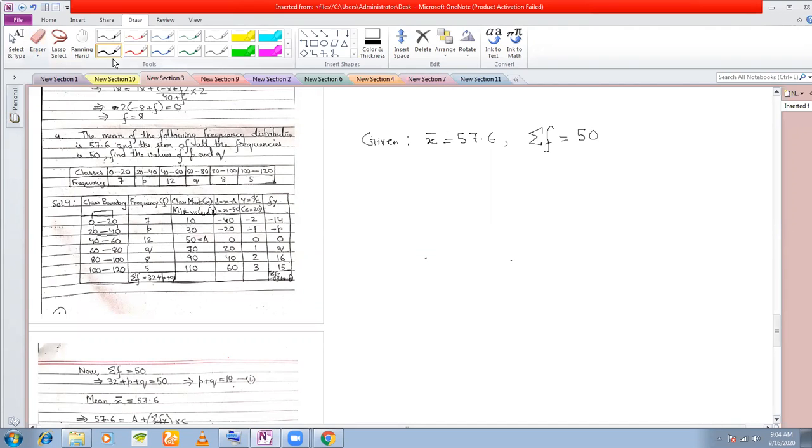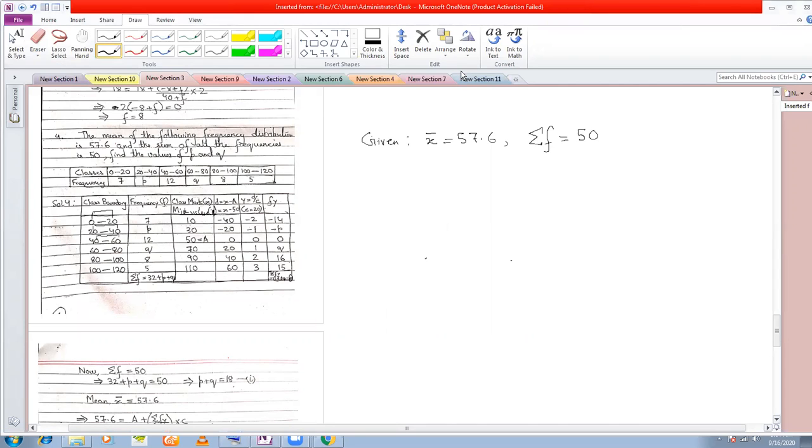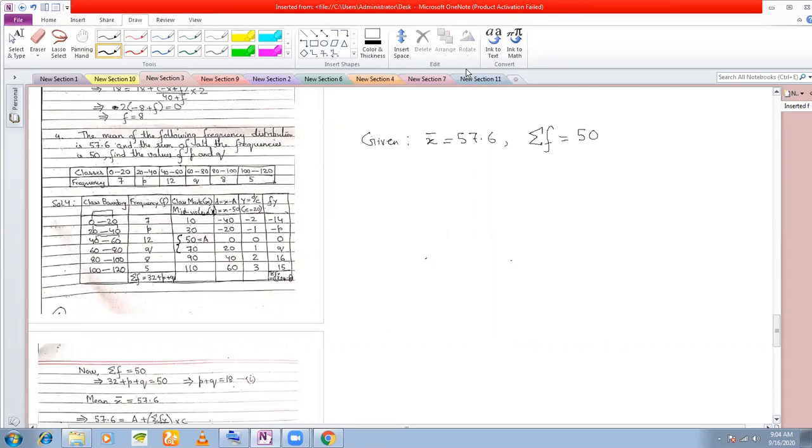Next, my step here is to find the assumed mean. Which one should be my assumed mean? You can take any value from the class marks to be your assumed mean, but I will take it preferably from the middle. If you see here, there are two middle values, 50 and 70. I have chosen 50. You can choose 70 also, no problem.